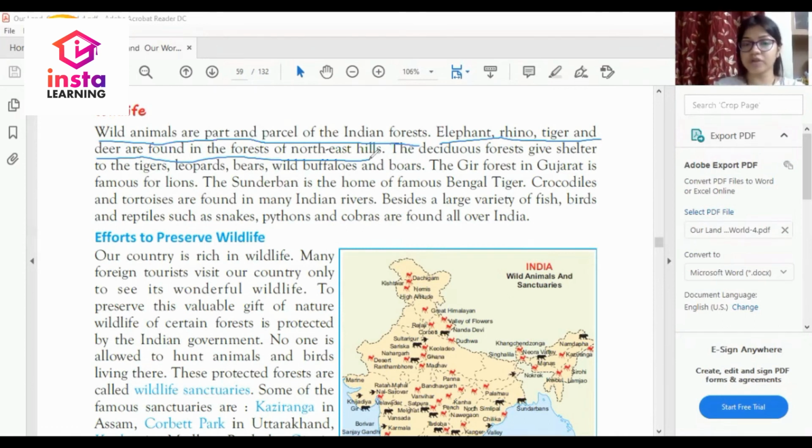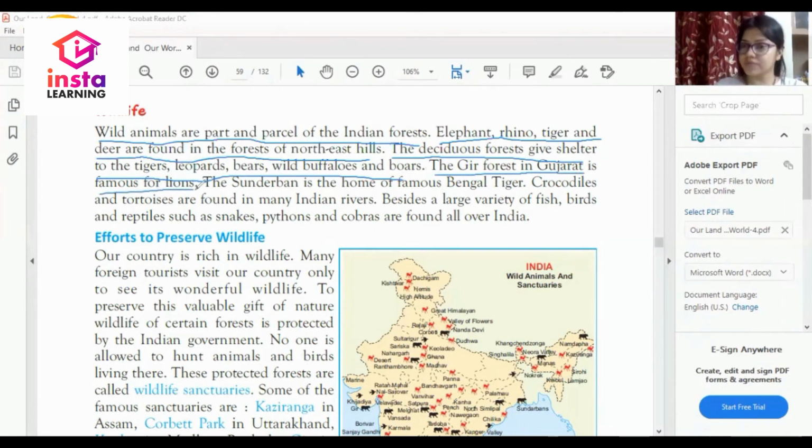This is a very important question. Which animals are found in the forests of the northeast hills? So the answer is elephant, rhino, tiger and deer. The deciduous forest gives shelter to the tiger, leopard, bear, wild buffaloes and goats. The Gir forest in Gujarat is famous for lion.